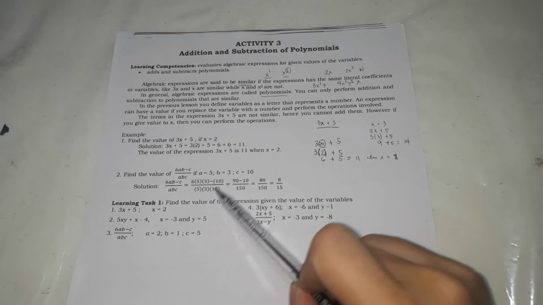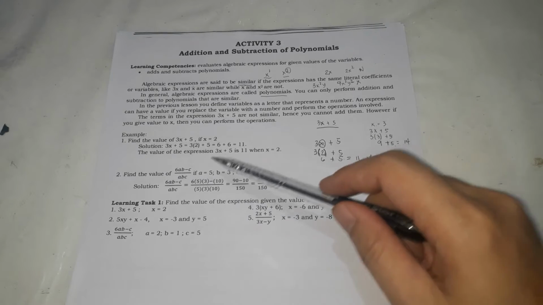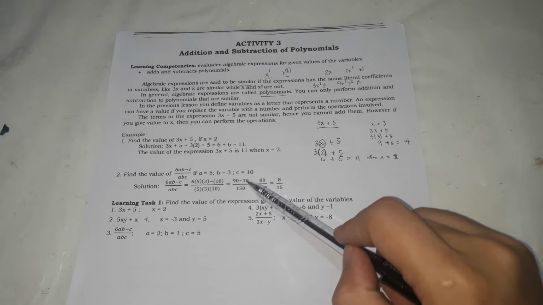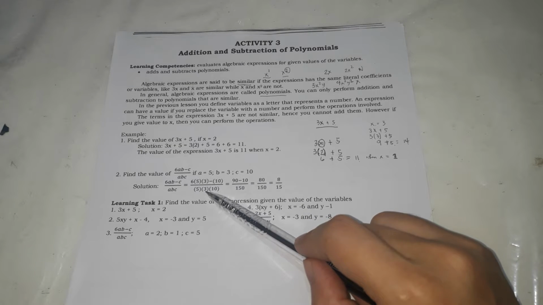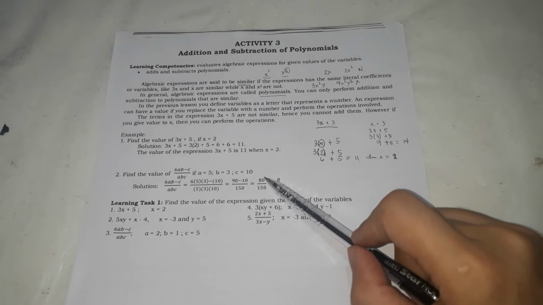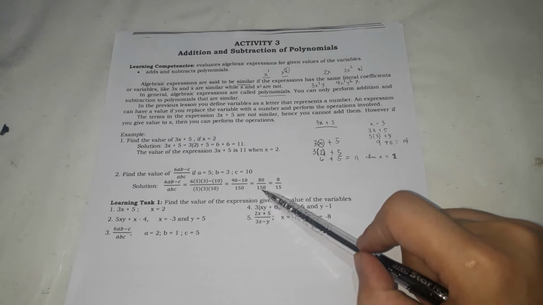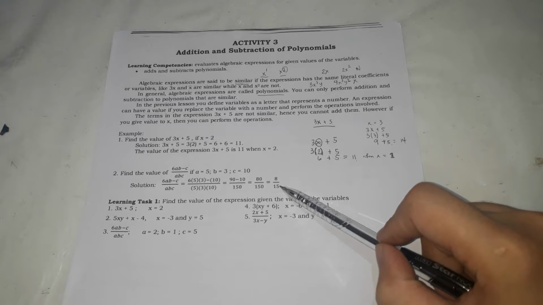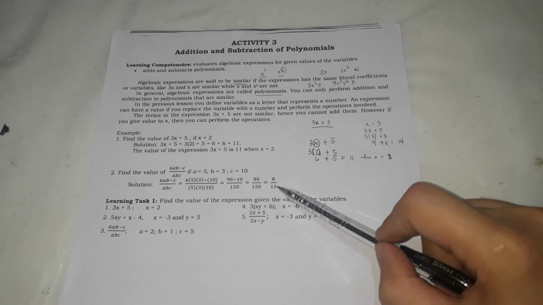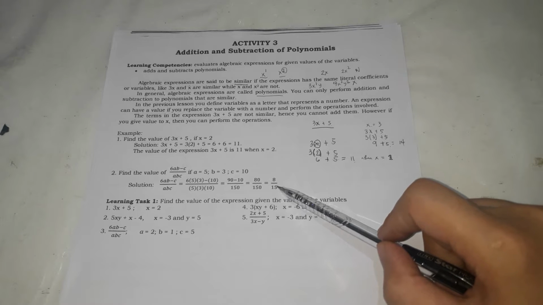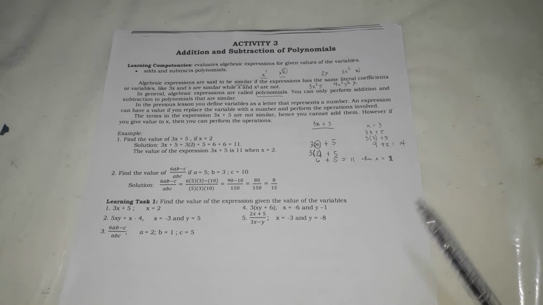si c naging 10, is equal to, parenthesis, 6 times 5 times 3, that's 90, minus 10, 5 times 3, 15, 15 times 10, it's 150. So 90 minus 10, it's 80 over 150. You simplify it, you find the lowest term, it's 8 over 15. So that is how you're going to evaluate or find the value of the expression given the value of the variable. For now, we're going to add and subtract polynomials.